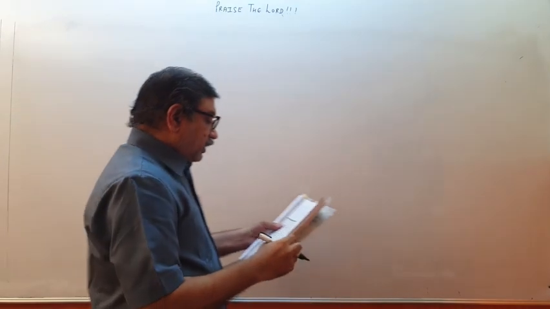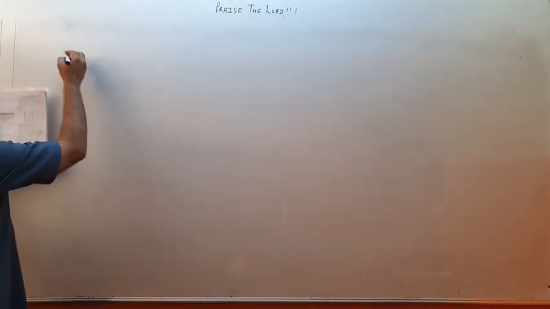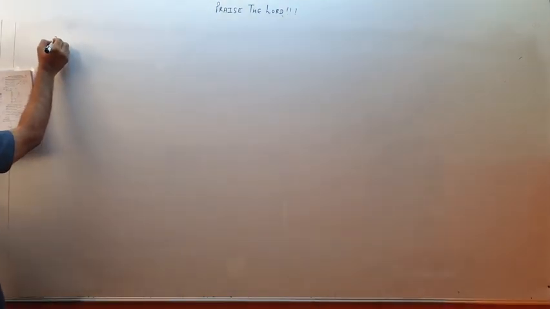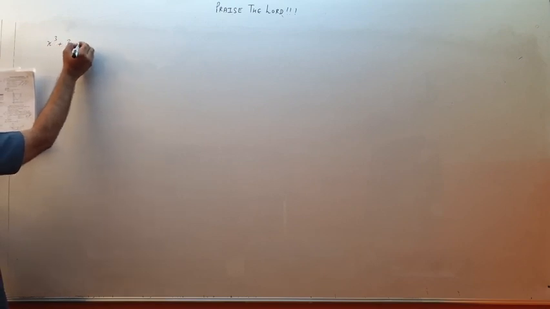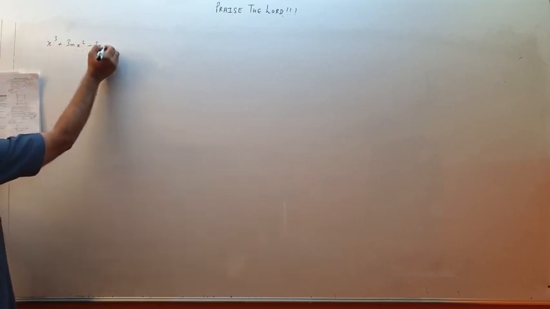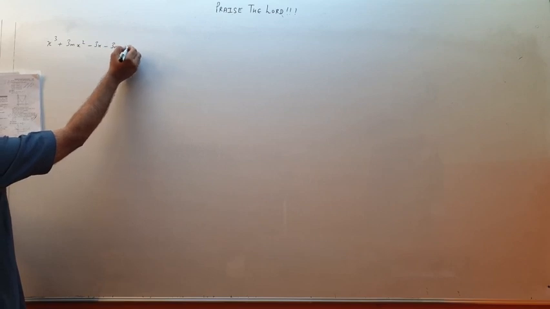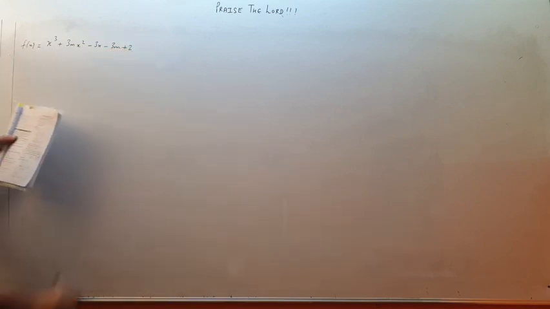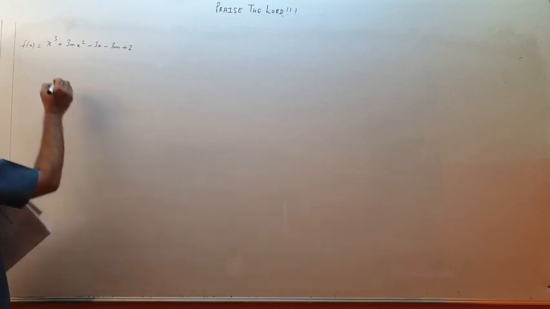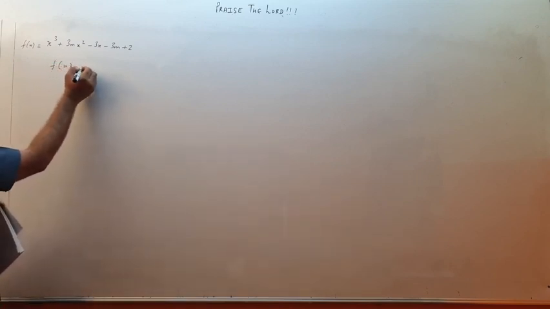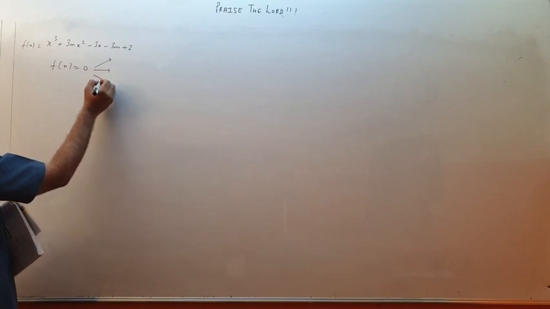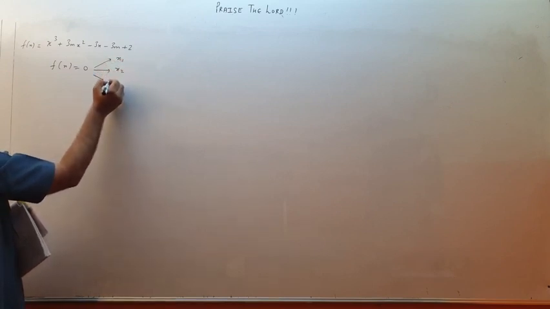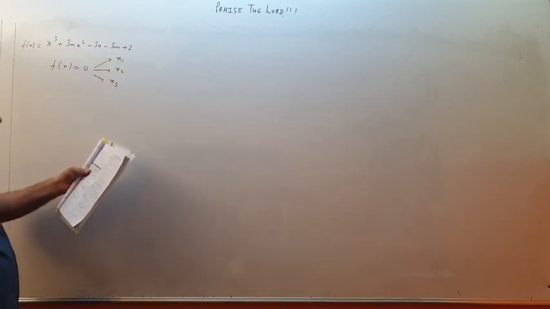Then see, multiple correct sum: x cube plus 3mx square minus 3x minus 3m plus 2. This is f(x) given to me. f(x) is this much. It has 3 real roots. That means if I put f(x) equal to 0, I have got 3 different roots x1, x2 and x3, all are real numbers.